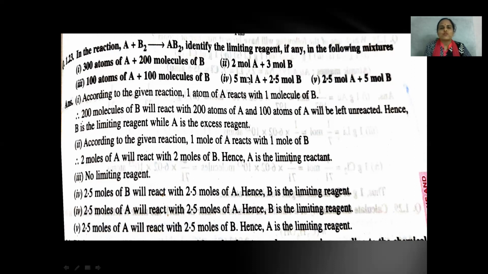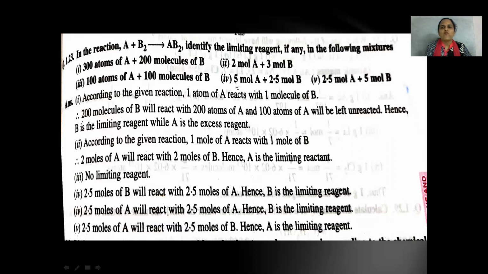Second part of the question, 2 moles of A plus 3 moles of B. So A is present in less amount, so A is your limiting reagent. Look at the third part, 100 atoms of A plus 100 molecules of B. Since atoms of A are reacting with molecules of B, and both are present in the same amount, no limiting reagent is there here.